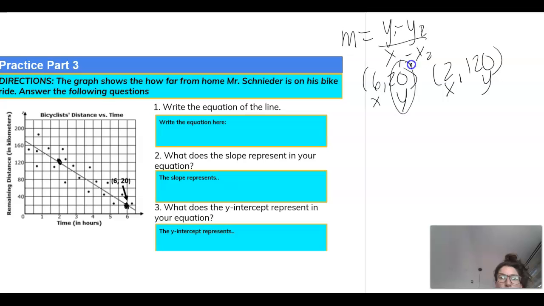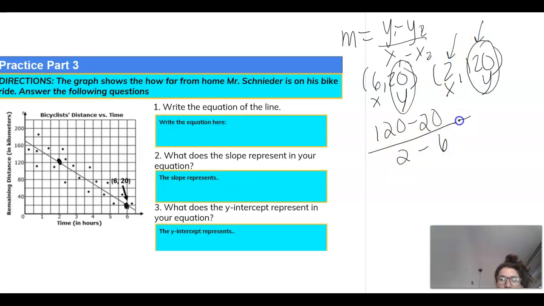To find m, I'm going to do y minus y. 120 minus 20. If 120 goes first, this 2 is going to go first. So 2 minus 6. 120 minus 20 is 100. 2 minus 6 is negative 4. This makes sense. We have a positive and negative, so it should end up being a negative slope. When I simplify that, I get negative 25. So that's what m equals.